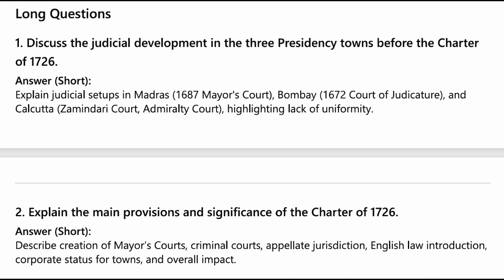Discuss the judicial development in the three presidency towns before the Charter of 1726. So we have to talk about the judicial setups in Madras. That is the first mayor's court, which was set up in 1687 in Madras. Then Court of Judicature of 1672 in Bombay, and Zamindari Court and Admiralty Court in Calcutta, which of course lacked uniformity.